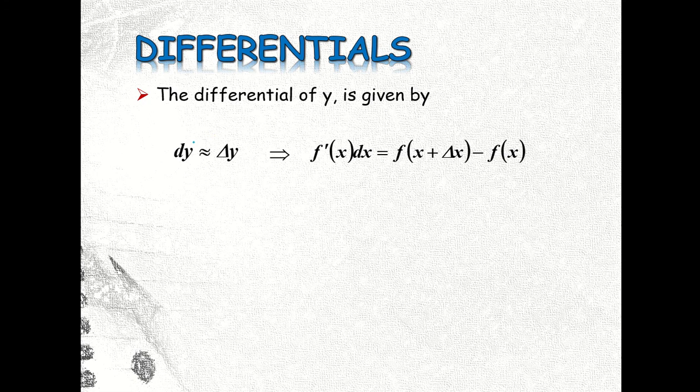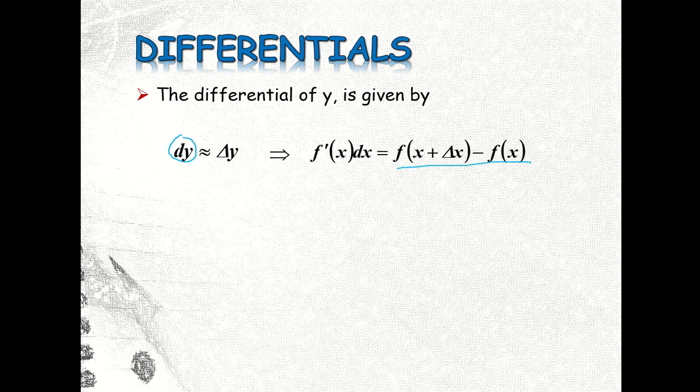Now take note that dy, from our derivation a while ago, is just equivalent to f prime of x dx. And this is equivalent to f of x plus delta x minus f of x. So our dy therefore is approximately equal to this one.